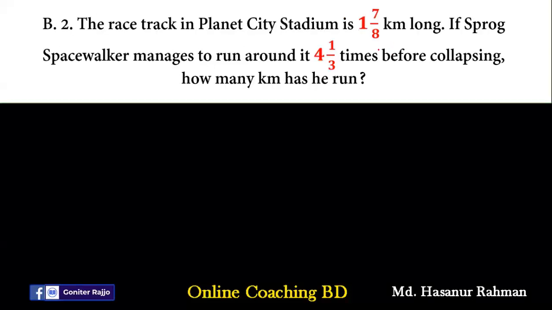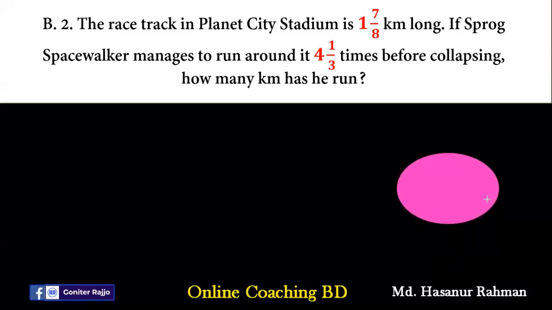Now number B2. The racetrack in Planet City Stadium is 1/7 by 8 kilometers long. So we can say this is a Planet City Stadium and this is 1/7 by 8 kilometers long. That means the outside part. If one person completes this track, then he will complete 1/7 by 8 kilometers. And the space worker manages to run around 4/1/3 times. That means we have to multiply this one by 4/1/3 times. Then we'll get how many kilometers he has run.